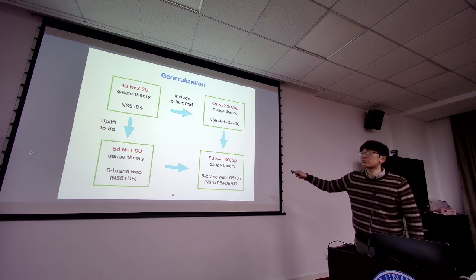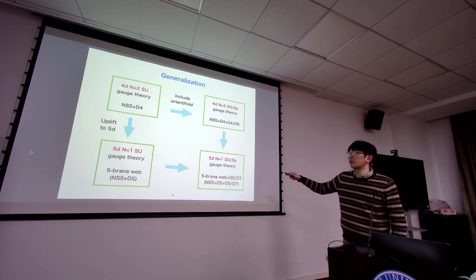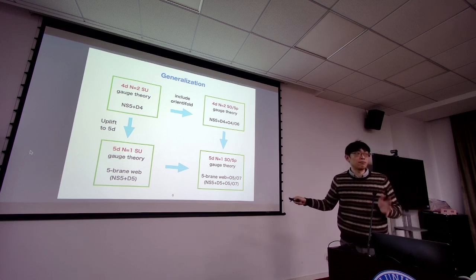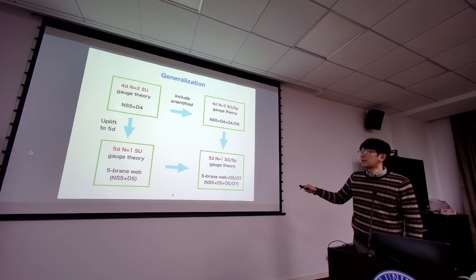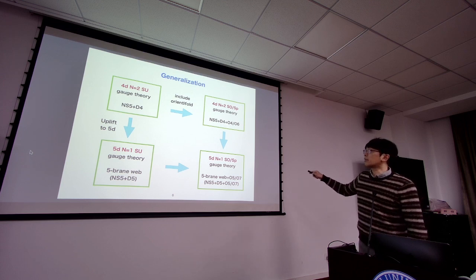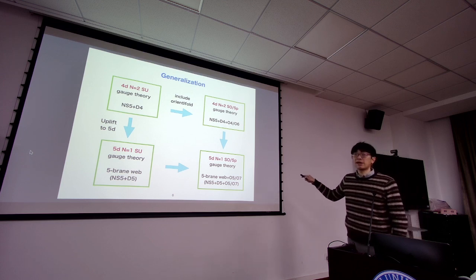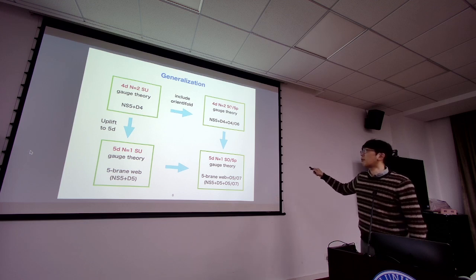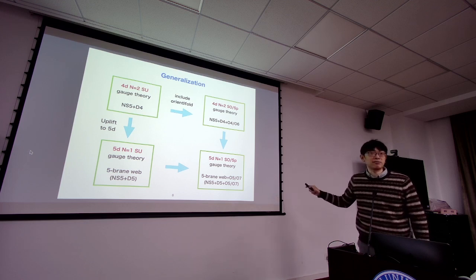So instead of considering 4D N=2 gauge theory, we can consider 5D N=1 gauge theory, actually compact on S1. And in this case, we use a 5-brane web. And the other generalization is to include orientifold. If we include orientifold, instead of SU gauge theory, we can describe SO gauge theory or Sp gauge theory.